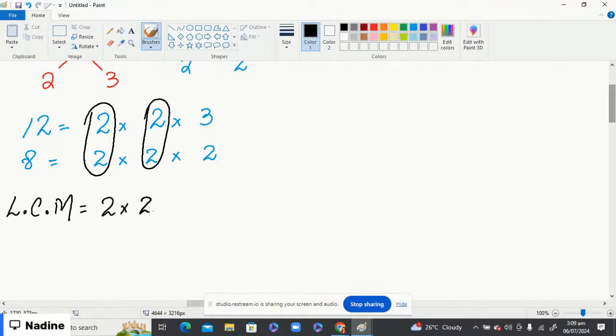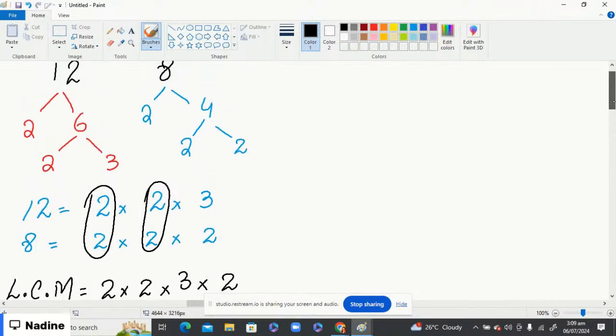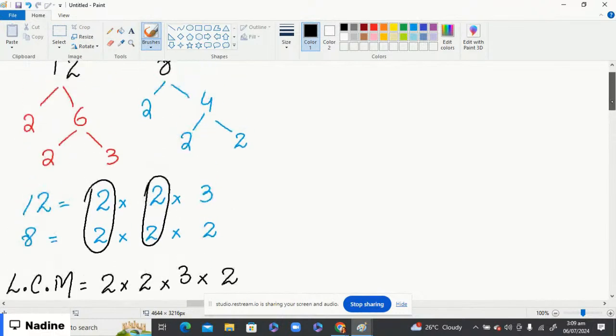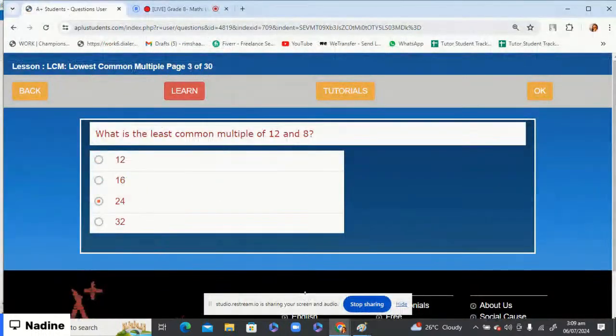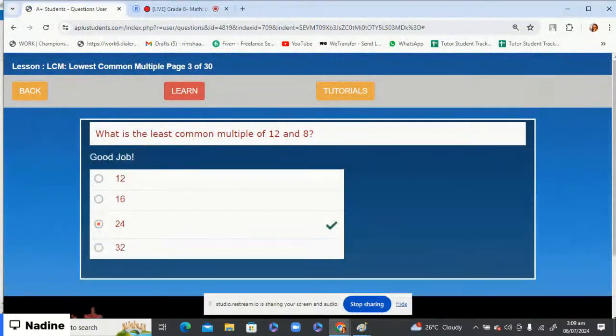2 times 2 times, these are common, and what are non-commons? 3 times 2. 2 times 2 is 4, 4 times 2 is 8, 8 times 3 is 24. So this is the answer for that question. Okay, 12 and 8, it's 24. So for 12 and 8, it's 24 here.